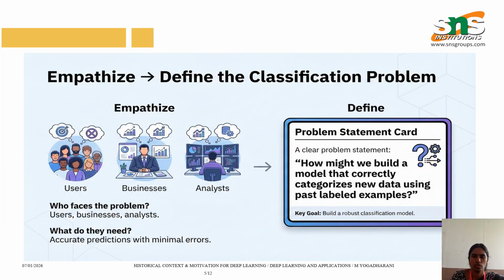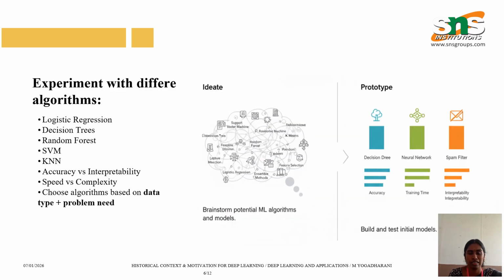Precision tells about how reliable positive predictions are. Recall tells how many actual positives we correctly identify. In medical diagnosis, recall is very important because missing a disease is dangerous. These metrics help us judge models more intelligently.